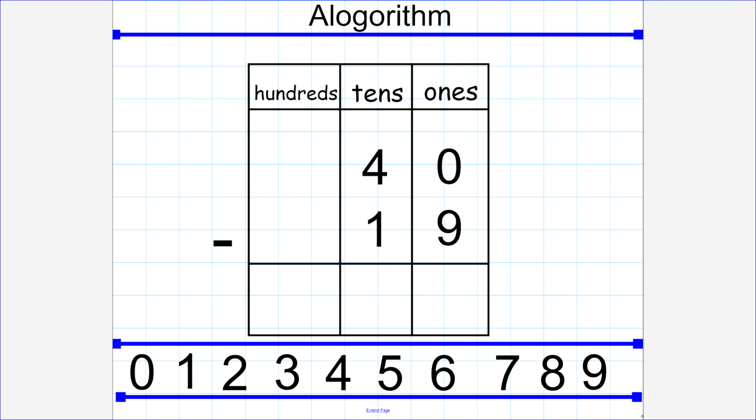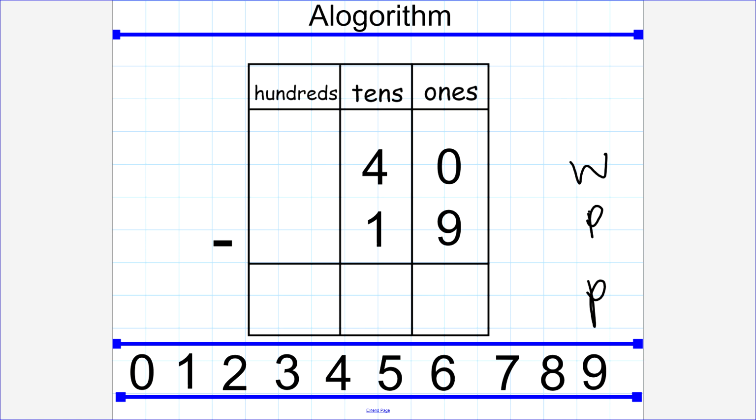Here's the problem, 40 minus 19. 40 is the whole, 19 is a part, and my other part is the unknown. Look at the ones place, 0 minus 9. I cannot subtract because 0 is less than 9. My whole is less than my part. I'm going to have to regroup. I'll take a 10 and regroup it to the ones place.